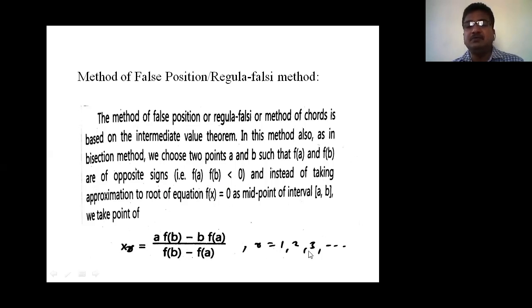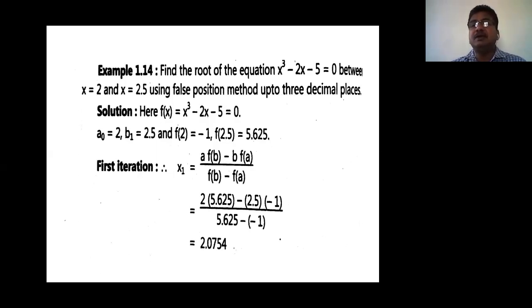r runs from 1, 2, 3, 4, 5. If we substitute r is equal to 1, we get the first approximation. So first find by trial and error method a and b, two successive integers a and b, or any two real numbers, such that f of a and f of b are of opposite signs. That is, f of a into f of b is less than 0, and then use this formula. And by using this formula, find x1, x2, x3, x4. That is the first approximation, second approximation, third approximation.